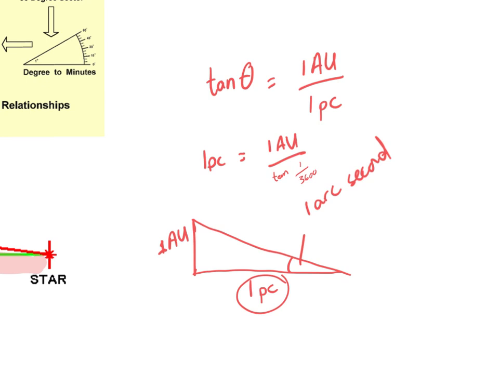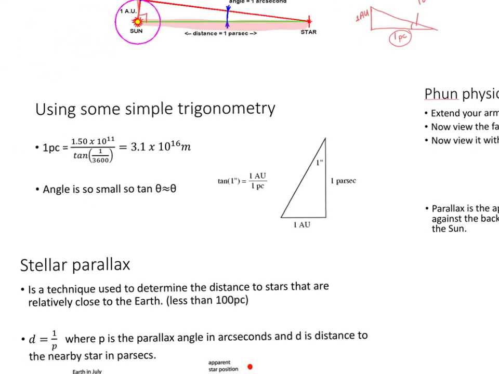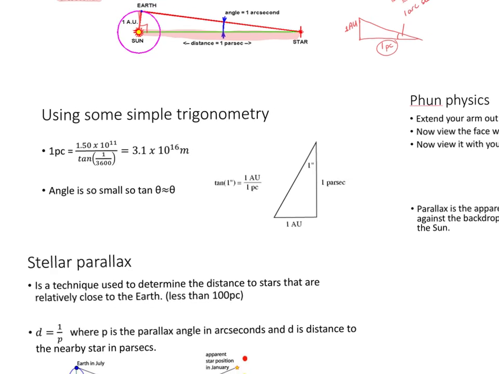So what we have is 1 astronomical unit, which we said is 1.5 times 10 to the 11 meters. Divide that by tan of 1 over 3,600, and you get 1 parsec as 3.1 times 10 to the 16 meters. Once again, this is given to you in the formula booklet, so you don't have to remember it. Okay, so this is basically the calculation.